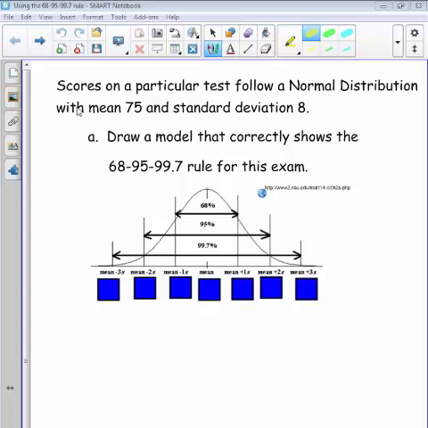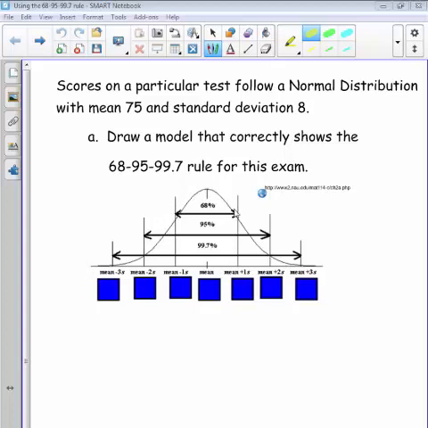The scores on the test have a mean of 75. If we add all of the scores together and divide by the total number of people who took the test, we get 75 as the value. The standard deviation is 8. First, we're going to draw a model that correctly shows the 68, 95, 99.7 rule for this exam.